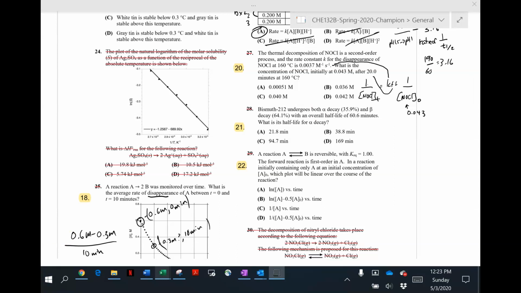So when I plug that in, the answer I get is that NaCl at time t is 0.036. That's at 10 minutes, I'm sorry, 20 minutes. The one I'm looking for is lower than this one. So I'm going with the answer B there.